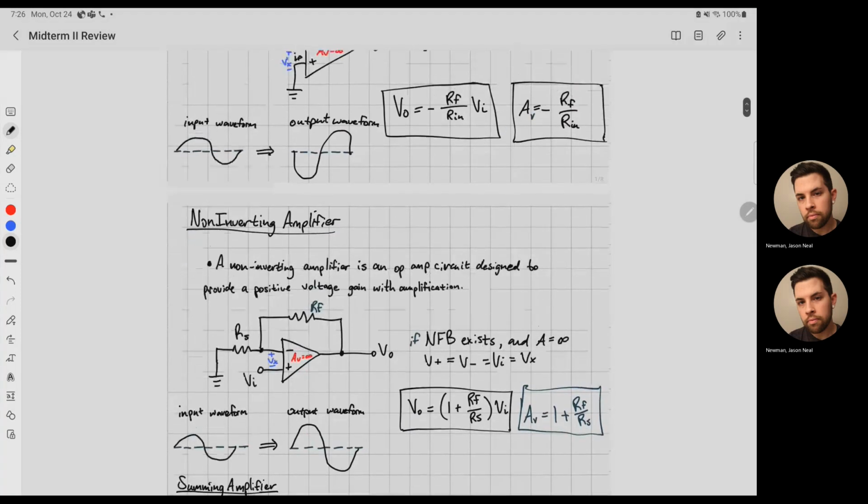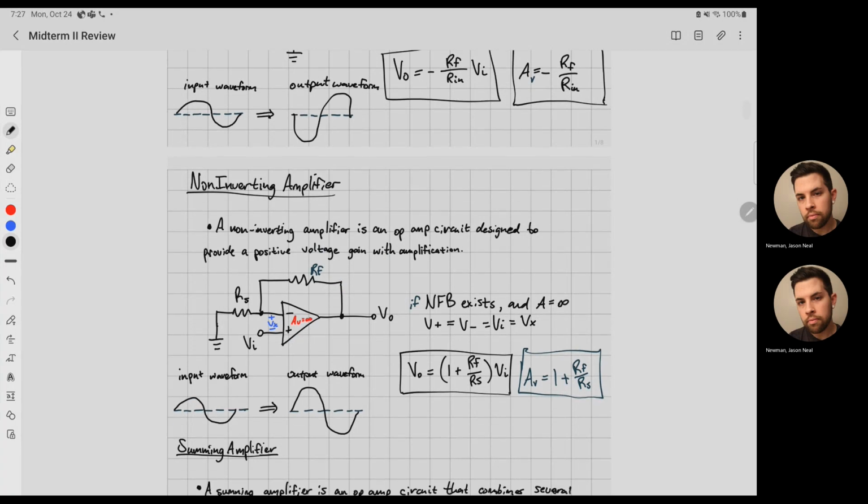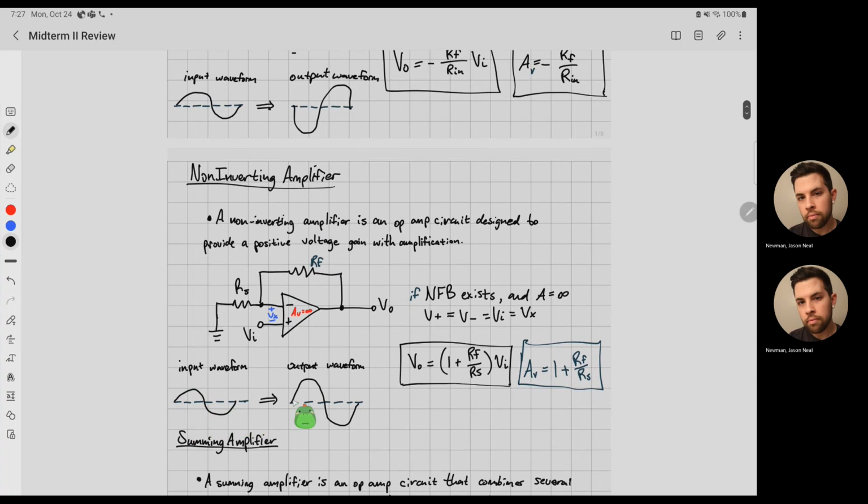So we have a non-inverting amplifier, which is an op-amp circuit that provides a positive voltage gain, with amplification. It doesn't invert the waveform. So if you notice, this is what the input waveform looks like. All it does is amplify it, makes it a larger amplitude. And again, we have negative feedback right here.